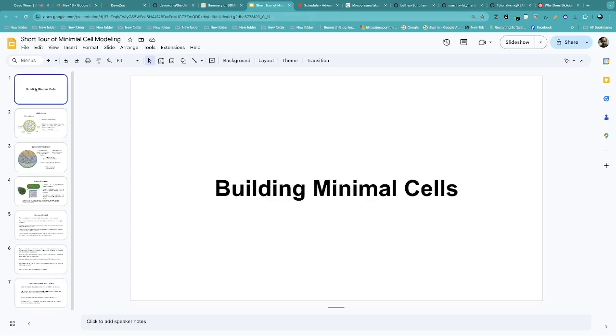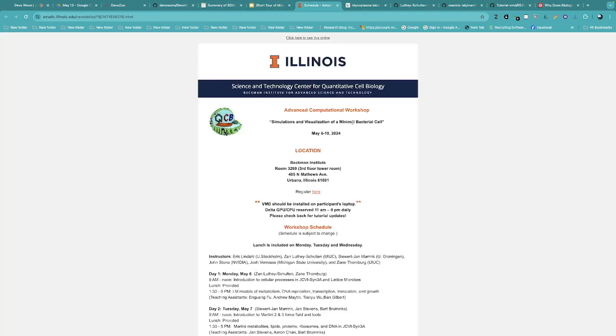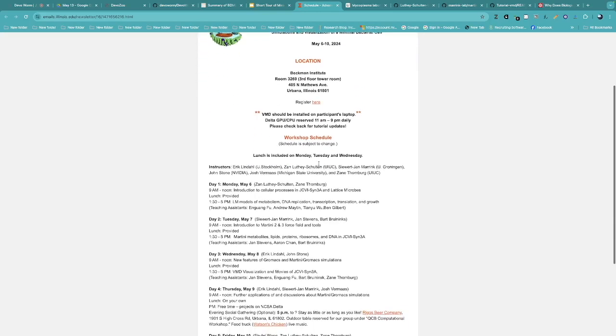So this is building minimal cells, and this was the workshop here. This was put on at the University of Illinois. It's called the Advanced Computational Workshop, Simulations and Visualization of a Minimal Bacterial Cell. So these are bacterial cells, not animal cells. I think they've tried to do some work in yeast so far, so they're moving up from bacteria to yeast, but they're not there yet. So their focus of this workshop was on bacterial cells.